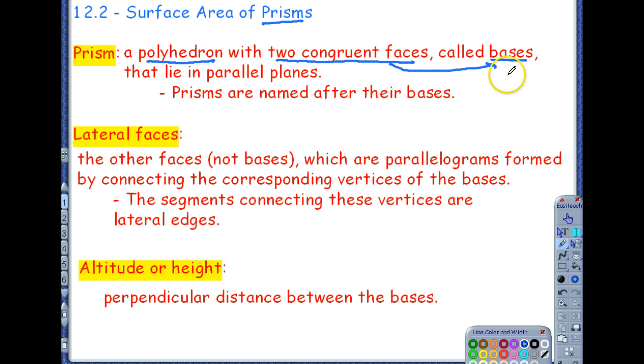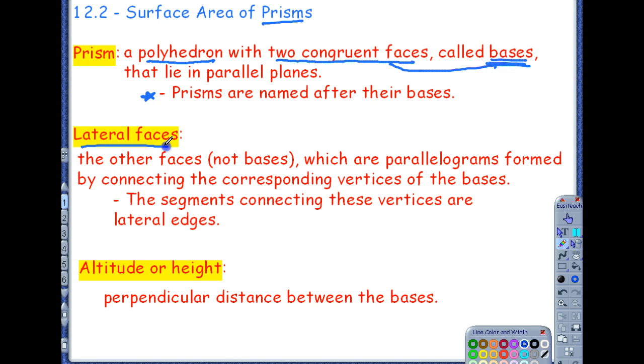Now, the reason you need to understand what a base is, notice right here, it says prisms are named after their bases. So depending on the shape of the base, if the base is a triangle, then it would be a triangular prism. Exactly, okay?